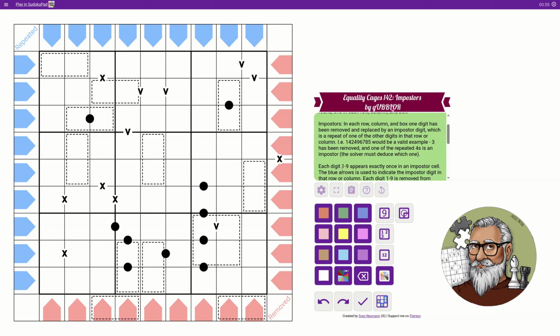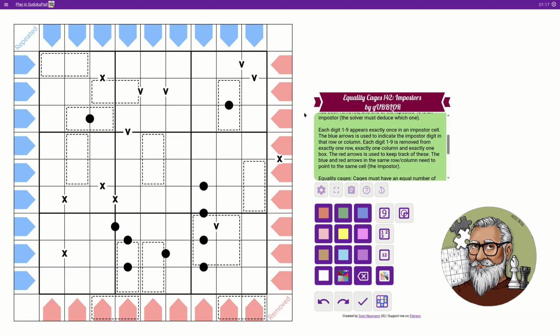In other words, 14249678 would be a valid example. 3 has been removed, and one of the repeated 4s is an impostor. The solver must deduce which one. Each digit 1 to 9 appears exactly once in an imposter cell.